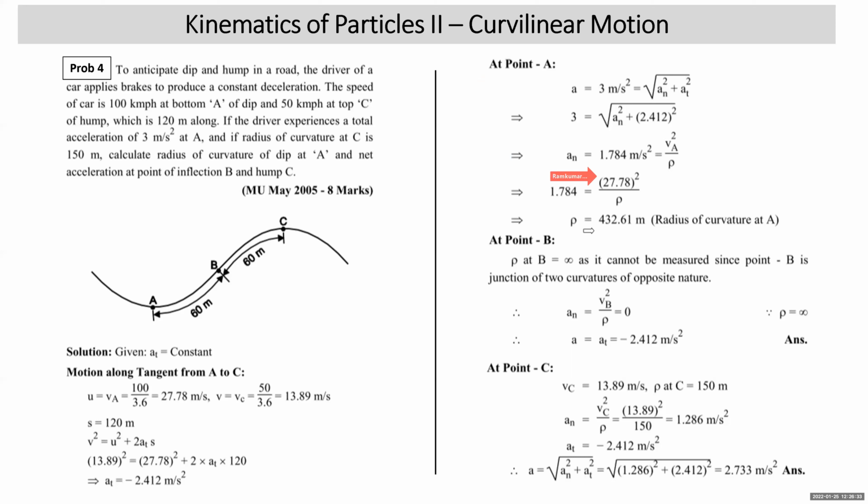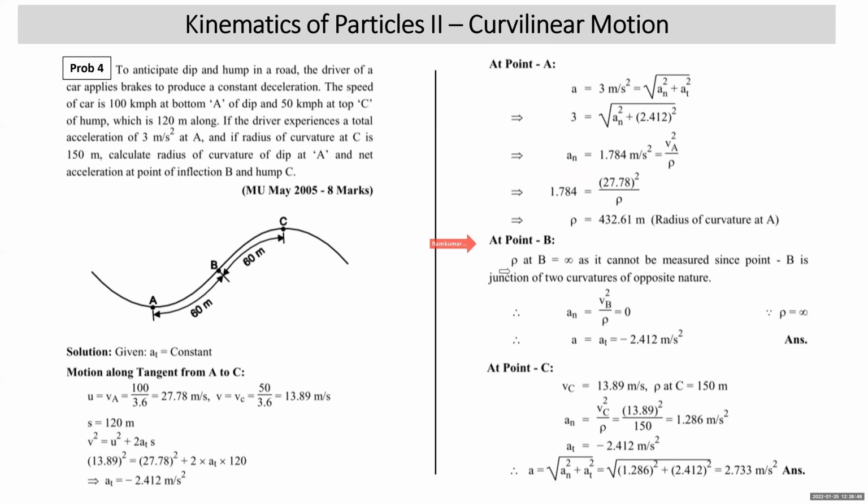So at point A, total acceleration was given, at we got. An is square root of a square minus at square. All right. Once you get an, then an is v square upon rho, that gets you the radius of curvature.